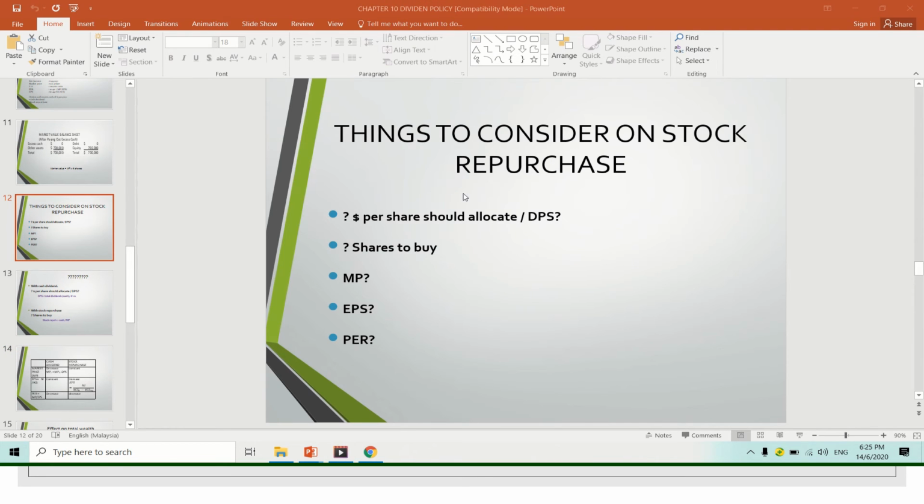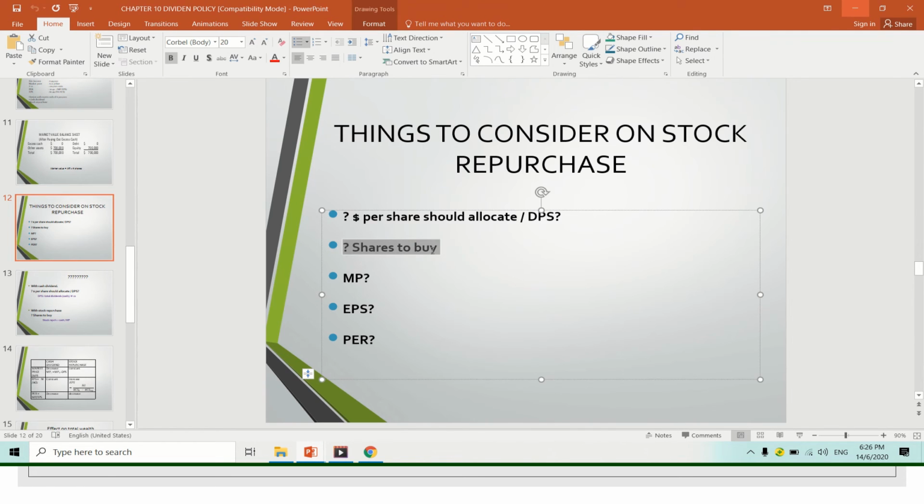So there are several things to consider for the stock repurchase. When the company plans to do a stock repurchase, the company must know how many shares it should buy in the market, how much cash the company should allocate, and what the effects of applying stock repurchase are on market price, earning per share, and price earning ratio.